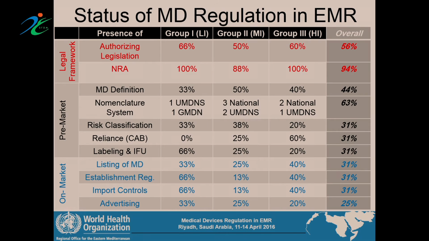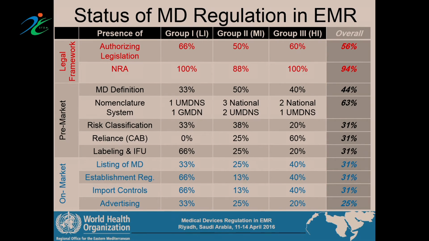Okay, second thing, do you have a nomenclature system, like a code? When you go to a supermarket, you buy something, there's always a code. And this code helps you create databases, listing of devices, classifications. Only a maximum of 50% of the countries have that code. The others, less than 50.